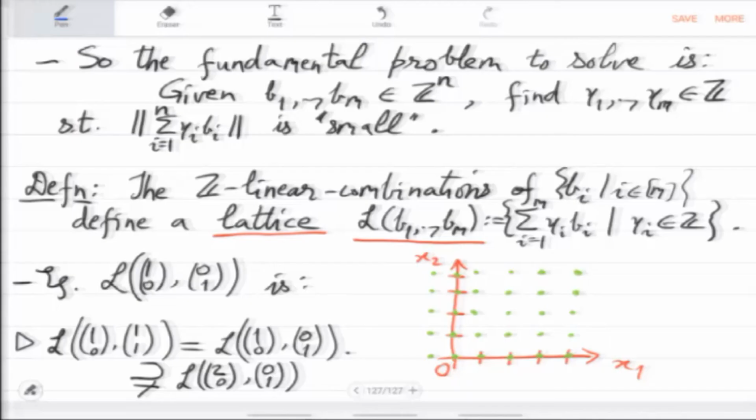For example, there is no way to get 1 0 in this. 1 0 is absent. It doesn't contain 1 0. But everything that this contains, the previous lattice also contains. So what you will get is a coarser lattice like this. On the x2 side, you will get everything.